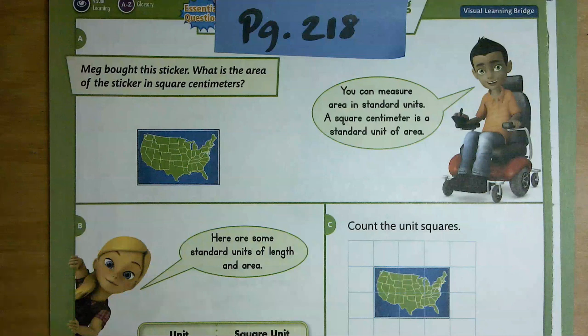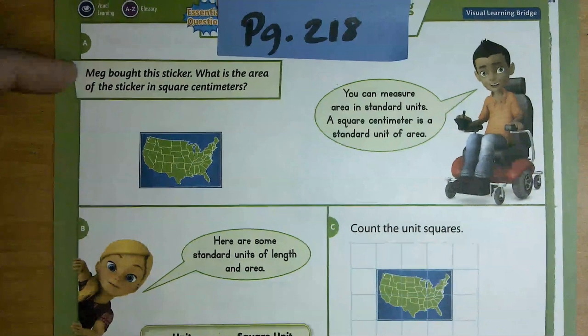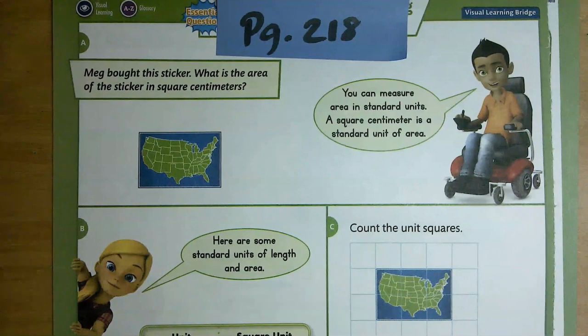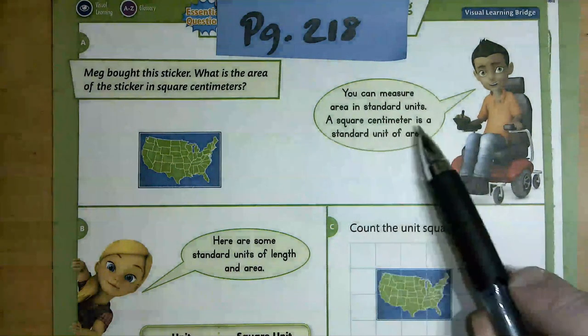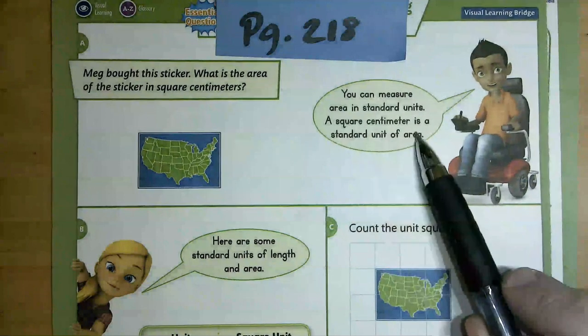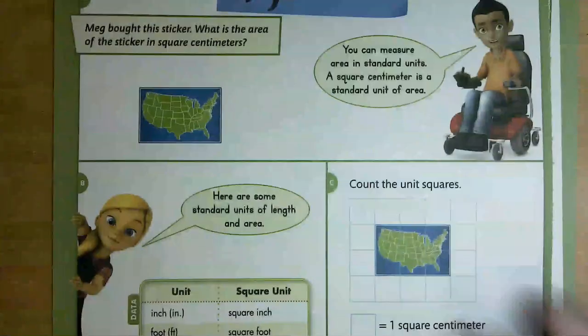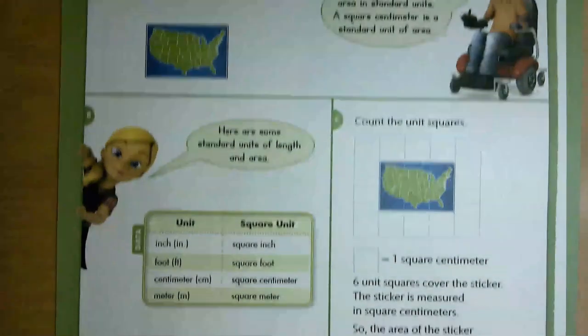So here we are on page 218, and it says Meg bought this sticker. What is the area of the sticker in square centimeters? It says you can measure area in standard units. A square centimeter is a standard unit of area. All right. And so let's go ahead and take a look at box B real quick.